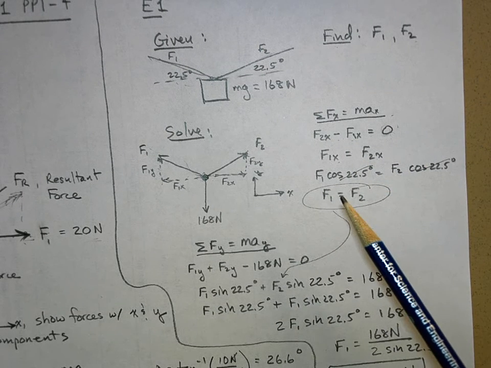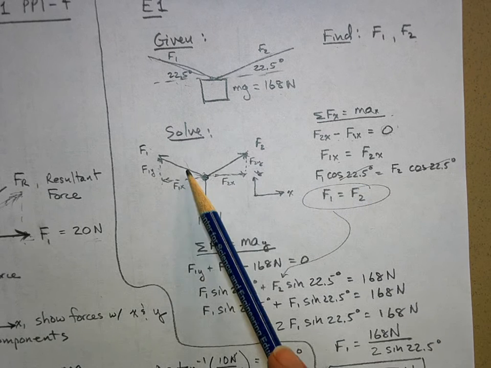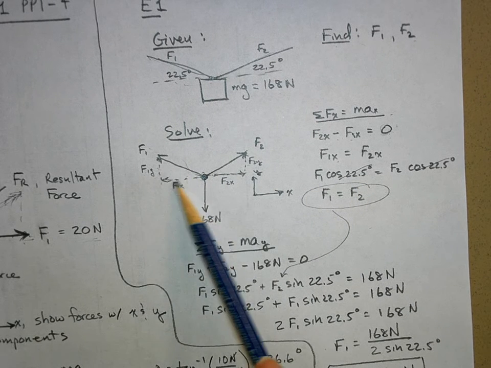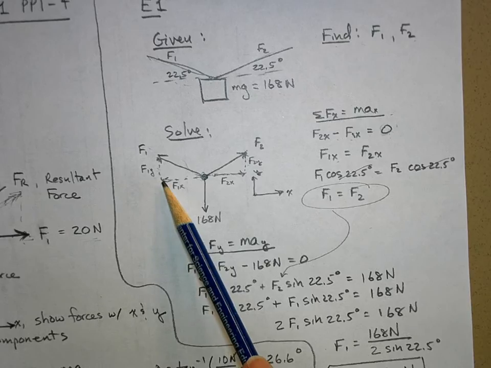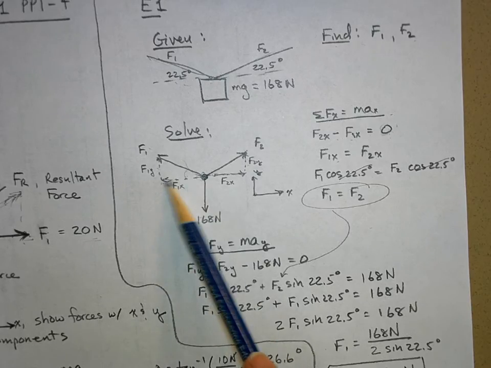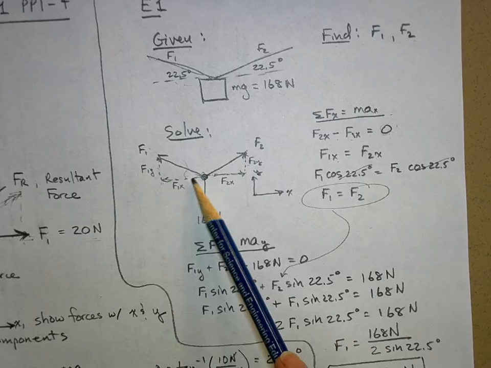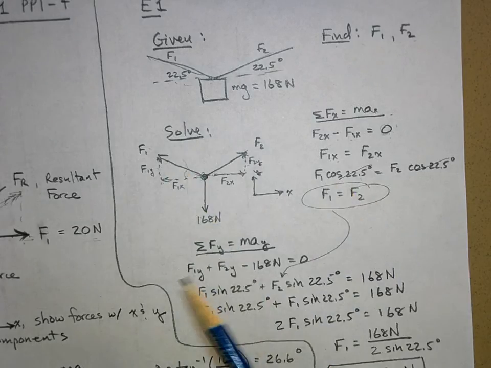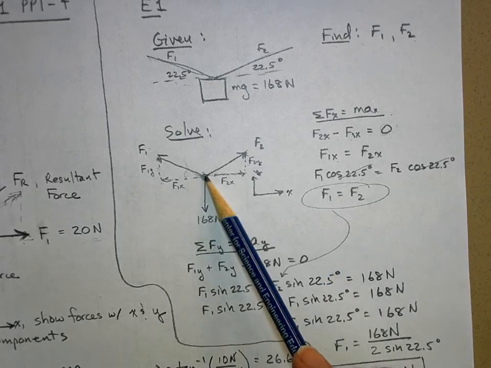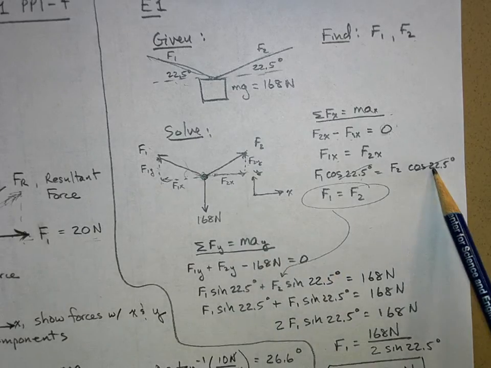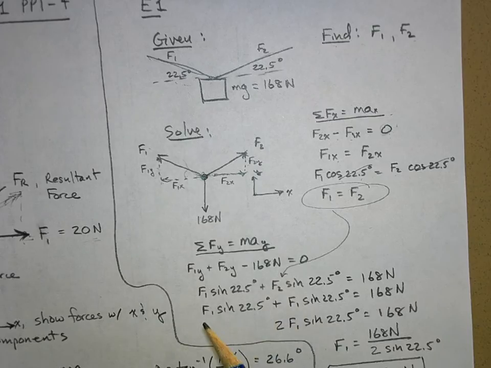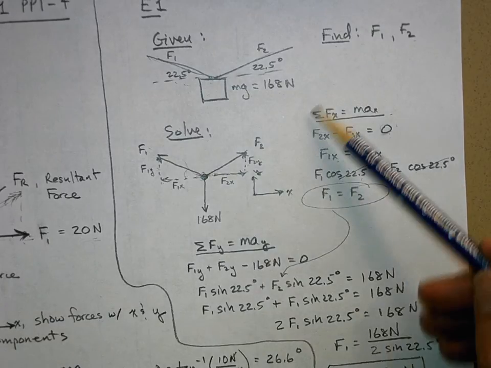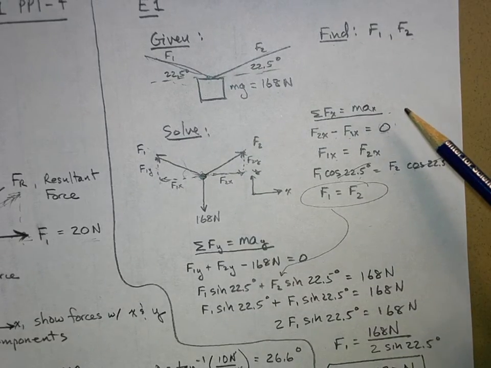But what is F1 in the x in terms of the angle here? Well, this is the horizontal component, and here's my angle. So it's the adjacent leg on my right triangle. So it's going to be the hypotenuse, which is F1, times the cosine of 22.5. And the same is true with F2 in the x, and it's the same angle. So it's F2 times the cosine of 22.5. The cosines cancel out, and so you have F1 equals F2. So I get that from summing the forces in the x direction.